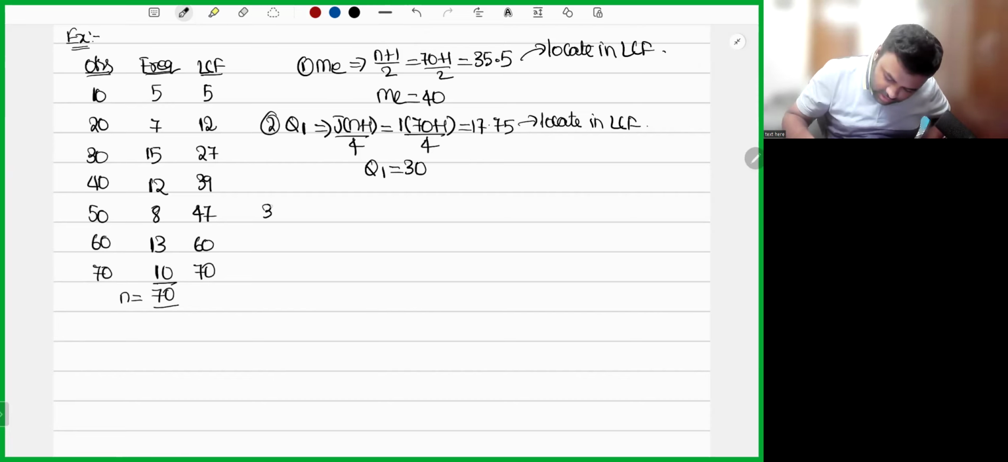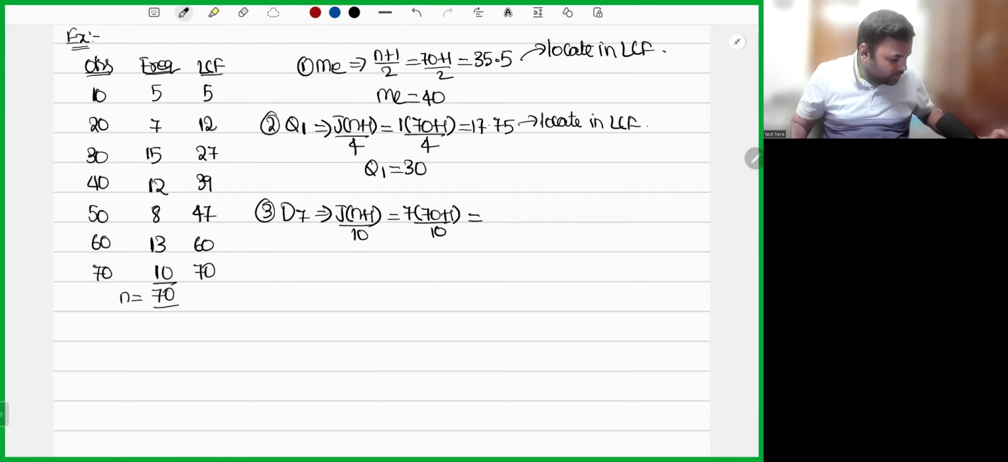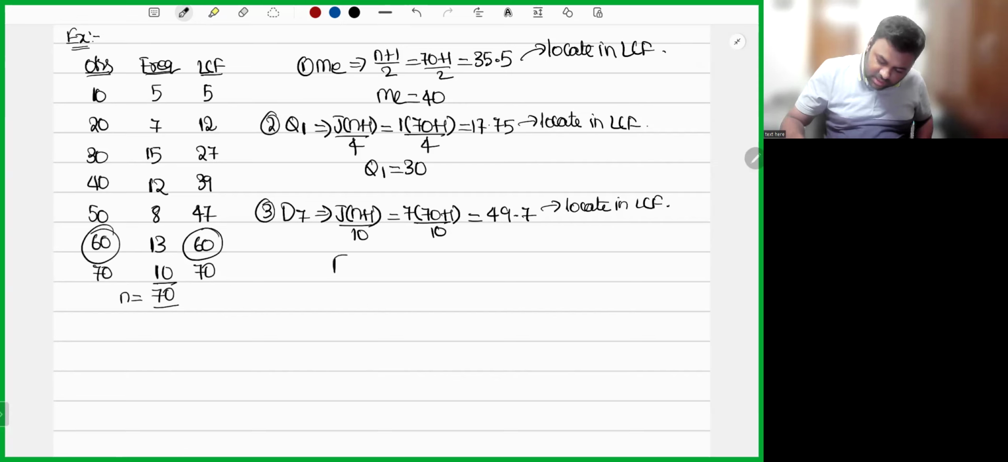Okay. Next, decile 7, j into n plus 1 by 10. 7 into 70 plus 1 by 10. That is 7 into 7.1, which is 49.7. This 49.7 you locate in LCF. Its respective observation, D7 is equal to 60. Okay. So I hope it is clear.